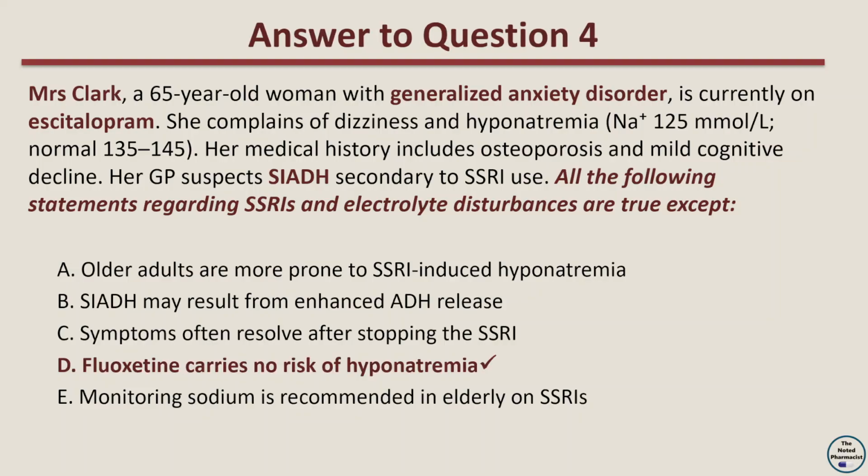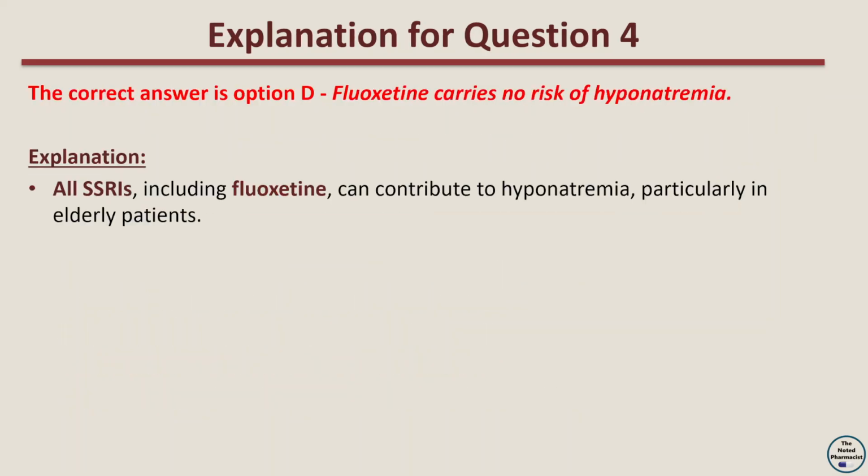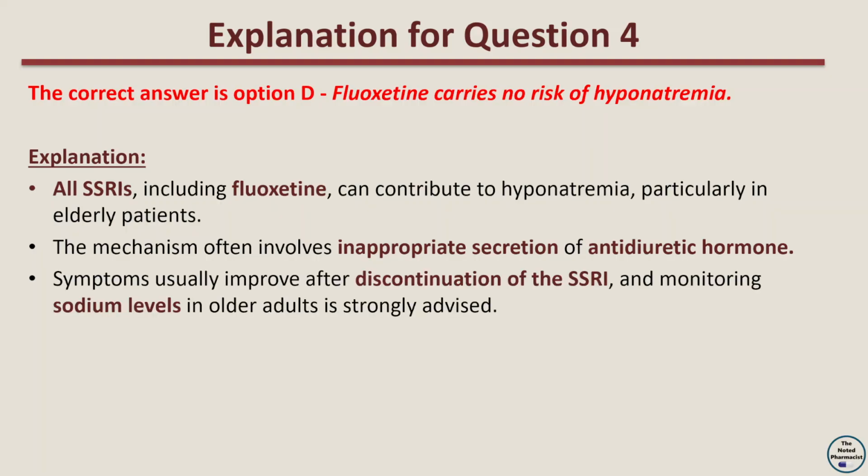The correct answer is option D, fluoxetine carries no risk of hyponatremia. The explanation is that all SSRIs, including fluoxetine, can contribute to hyponatremia, particularly in elderly patients. The mechanism often involves inappropriate secretion of antidiuretic hormone. Symptoms usually improve after discontinuation of the SSRI, and monitoring sodium levels in older adults is strongly advised. Therefore, saying fluoxetine carries no risk is incorrect.